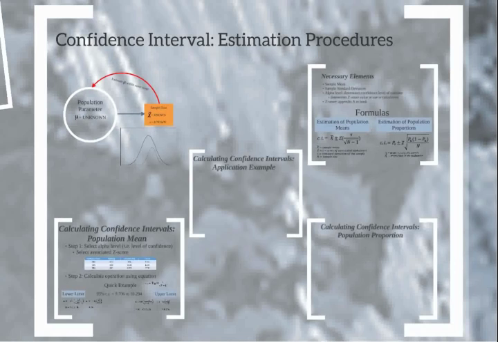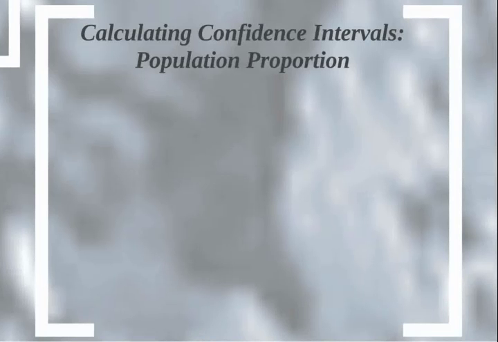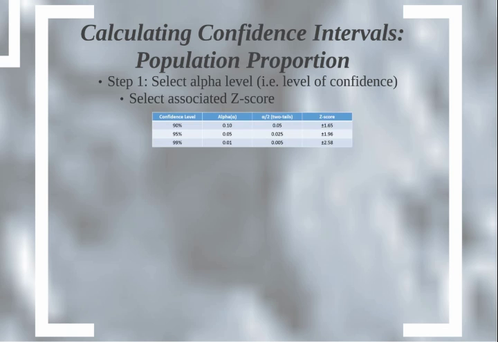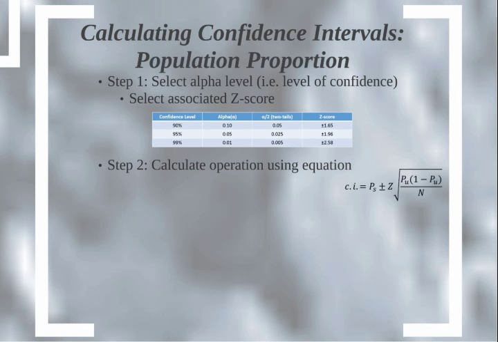So now let's go over to calculating some confidence intervals, specifically for the population proportion, trying to identify the population proportion. And so again, step one, we do the same thing, right? We select our alpha level, and then we find our associated z-score. In this case, I'm still going to use a 95% confidence level. This is what I will use throughout most of these lectures. And then we'll calculate the operation using the equation. As a reminder, here's our equation here in the right corner. And let's take a quick example.